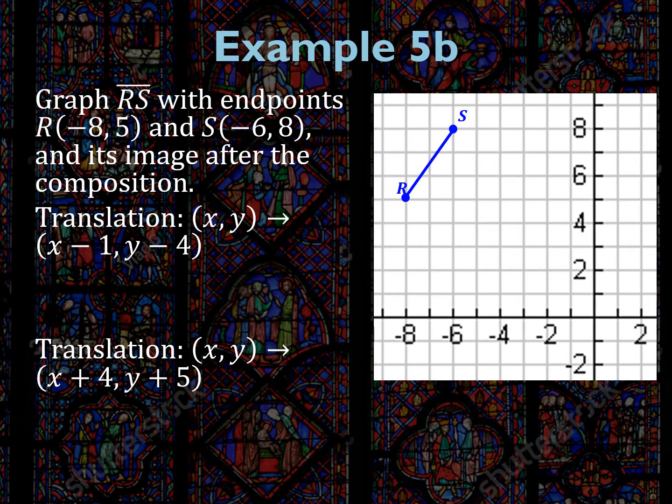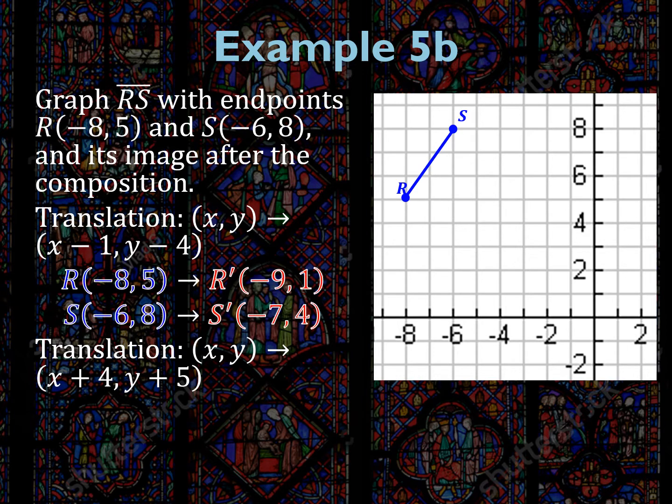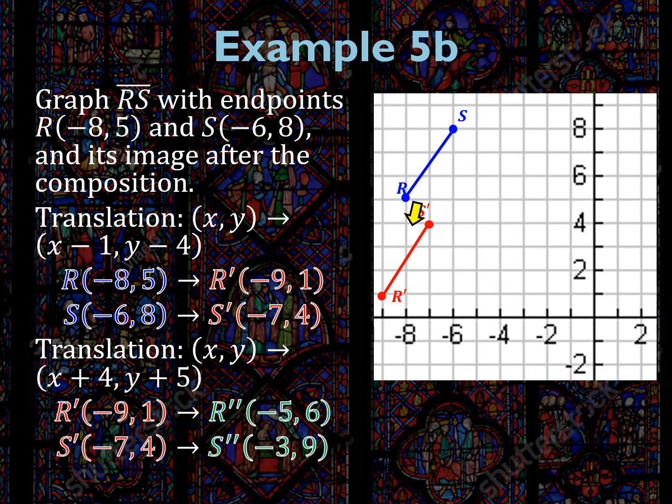Example 5b, take segment RS, and now we're again going to do a composition of translations. Notice it's x minus 1, y minus 4, then x plus 4, y plus 5. First you take RS and move it to the left 1 for x minus 1, then down 4 for y minus 4. So here is R prime S prime. Then with this shape, you move it to the right 4, x plus 4, and up 5, y plus 5, and that brings you to R double prime S double prime. R double prime is at negative 5, 6. S double prime is negative 3, 9.